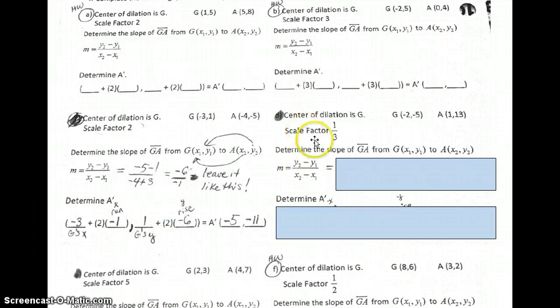And so in example D, again, our center of dilation, they're calling point G. Here's our point A. The scale factor is 1/3, so we should expect this to be smaller, it's a contraction, right? It's a reduction, not an enlargement. So our scale factor is 1/3.